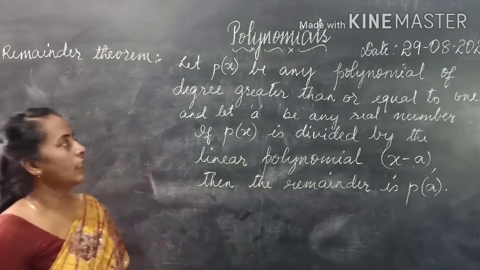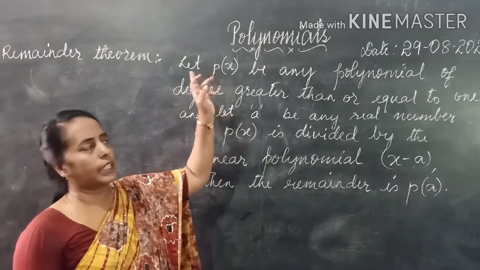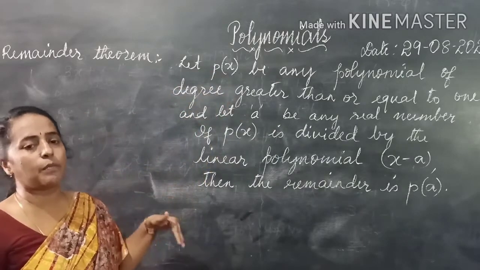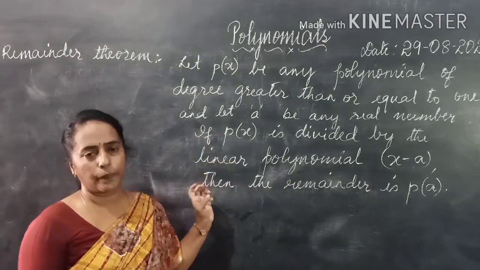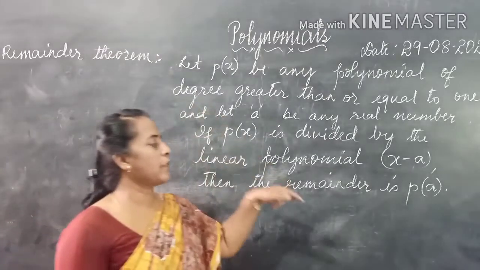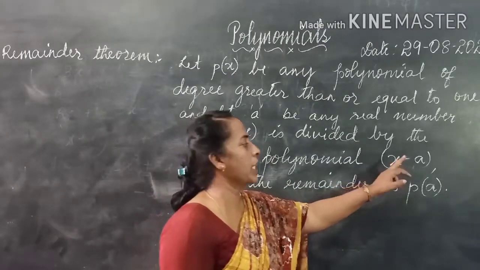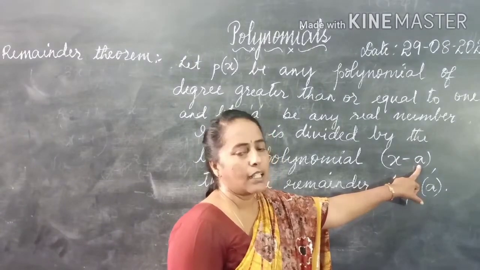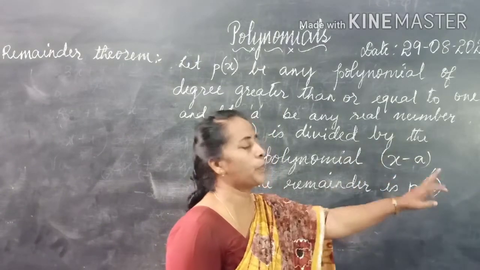a. Here, any polynomial is given. Let us take that as p of x. Its degree must be greater than or equal to 1. And if that polynomial is divided by a linear polynomial x minus a, then the remainder we get will be equal to p of a.